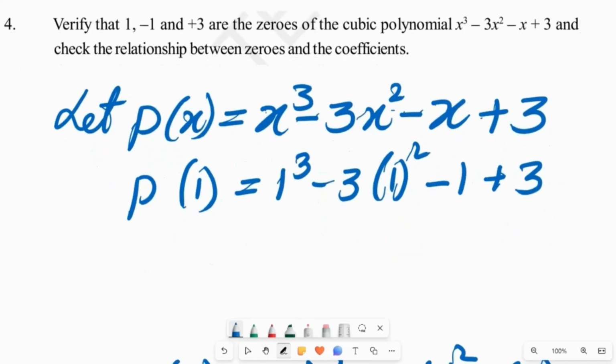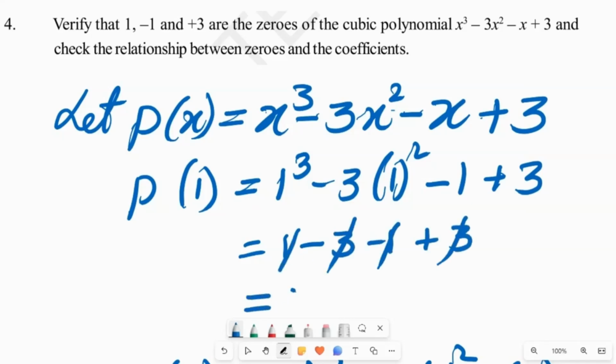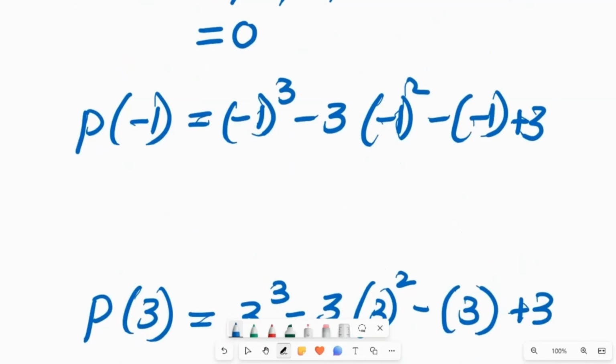We have p of 1 is equal to 1 cube, which is 1. 1 square is 1, so minus 3, minus 1 plus 3. So minus 3 plus 3 is 0. 1 and minus 1 is 0, so we get the value as 0. Therefore, 1 is the zero of the polynomial. Next we have minus 1.